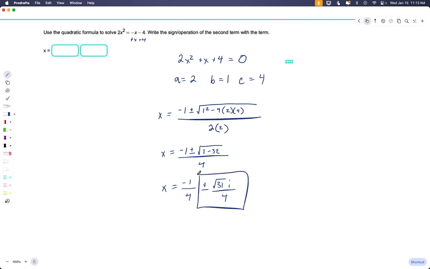This is one blank. This is one blank, right? Like that. So this is negative 1 over 4 plus or minus, and then the fraction square root of 31I over 4. That's going to be how you put in your solution.